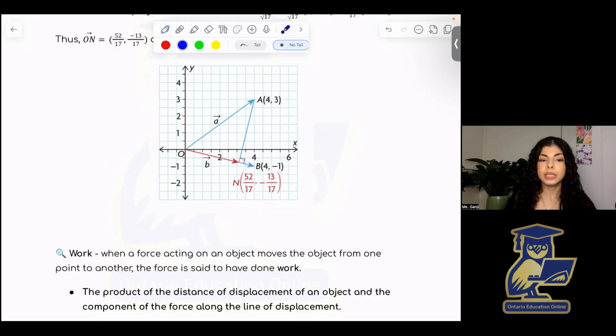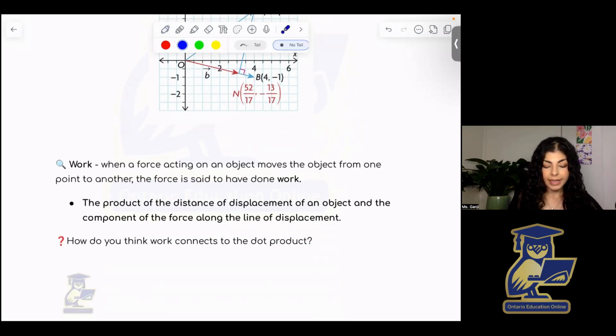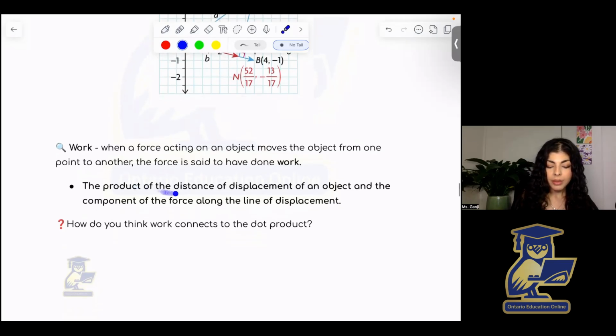Now, we're taking a break from projections. We're going to look at our second application of the dot product, which is work. Work is when a force is acting on an object and it moves the object from one point to another, and we say that the force has done work. The product of the distance of displacement of an object, so how much it has moved, and the component of the force along the line of the displacement is going to give us work. I want you to think, based on these two values here, how do you think work connects to the dot product?